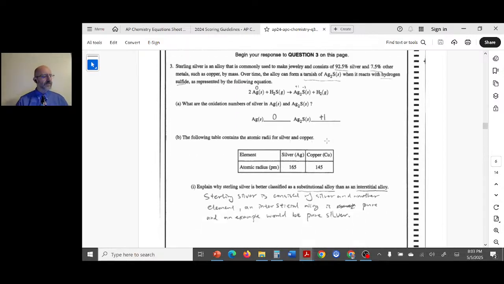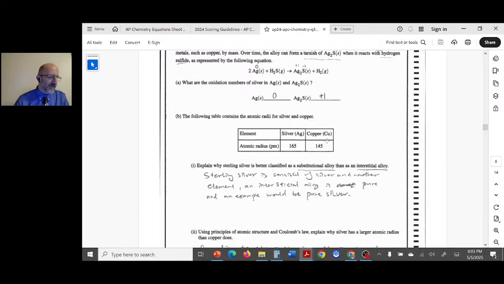All right, here we go. This student earned 6 out of 10 points. The point for part A was earned for correctly indicating the oxidation numbers. The point in part BI was not earned. The response classifies sterling silver as an interstitial alloy without justification. So they said it consists of silver and another element, as if it's just like a mixture versus a pure substance. So it didn't talk about the comparable atomic radii.